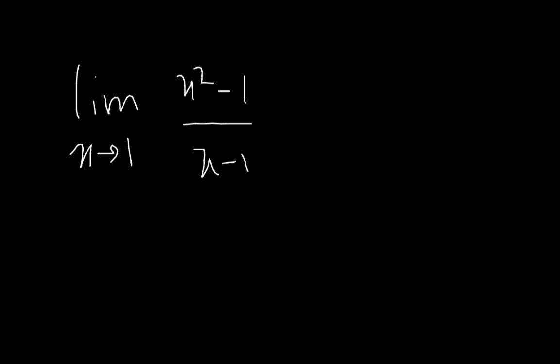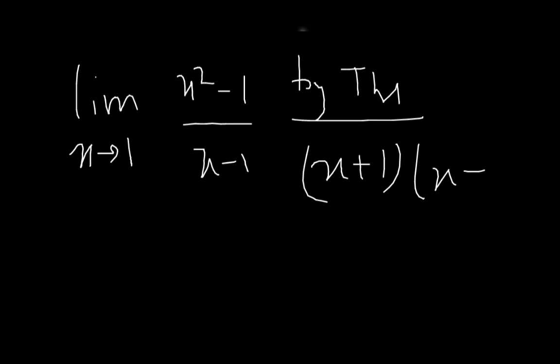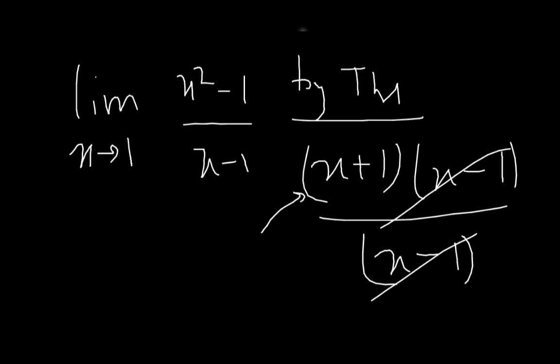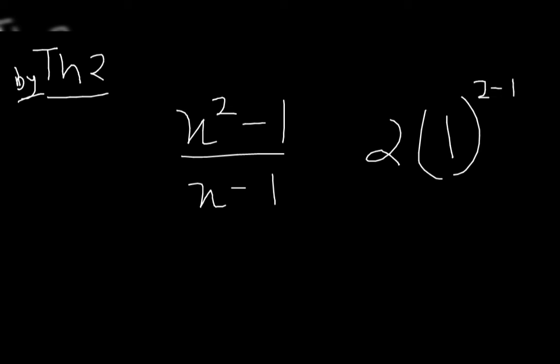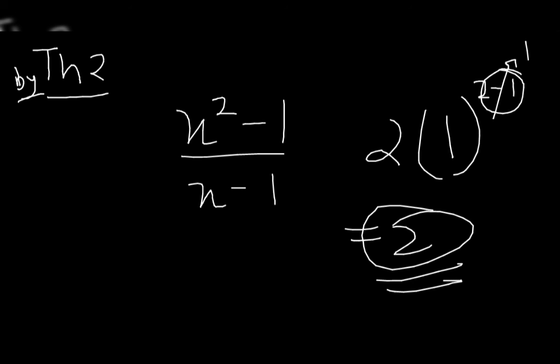This thing you can do by both the theorems. Okay, so let's do by theorem 1 first, theorem 1 of today. The above part I can write as x plus 1 into x minus 1 by x minus 1. So this gets cut, this gets cut. You put 1 in its place, the answer comes out to be 2. This is by theorem 1. But now if we do by theorem 2, what did I tell you about theorem 2? Whenever it is x square minus 1 by x minus 1, 2 will come in the front, into 1 to the power 2 minus 1, that is 1 only. So this becomes 2. So my answer is correct. This is one sum where you can implement both the methods.